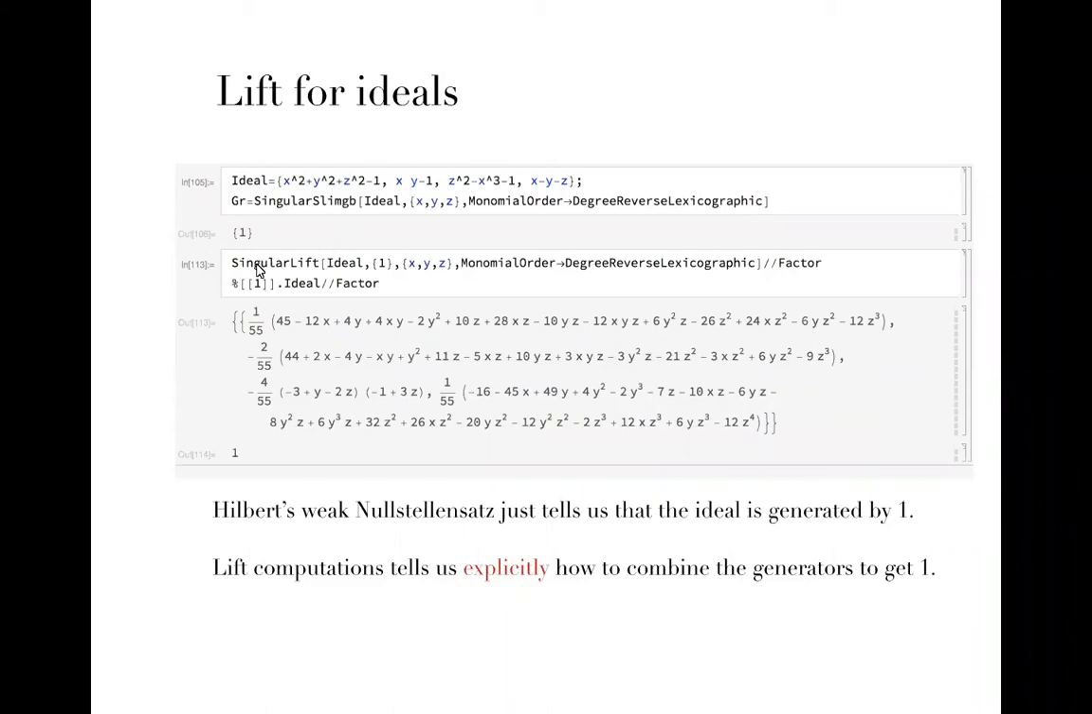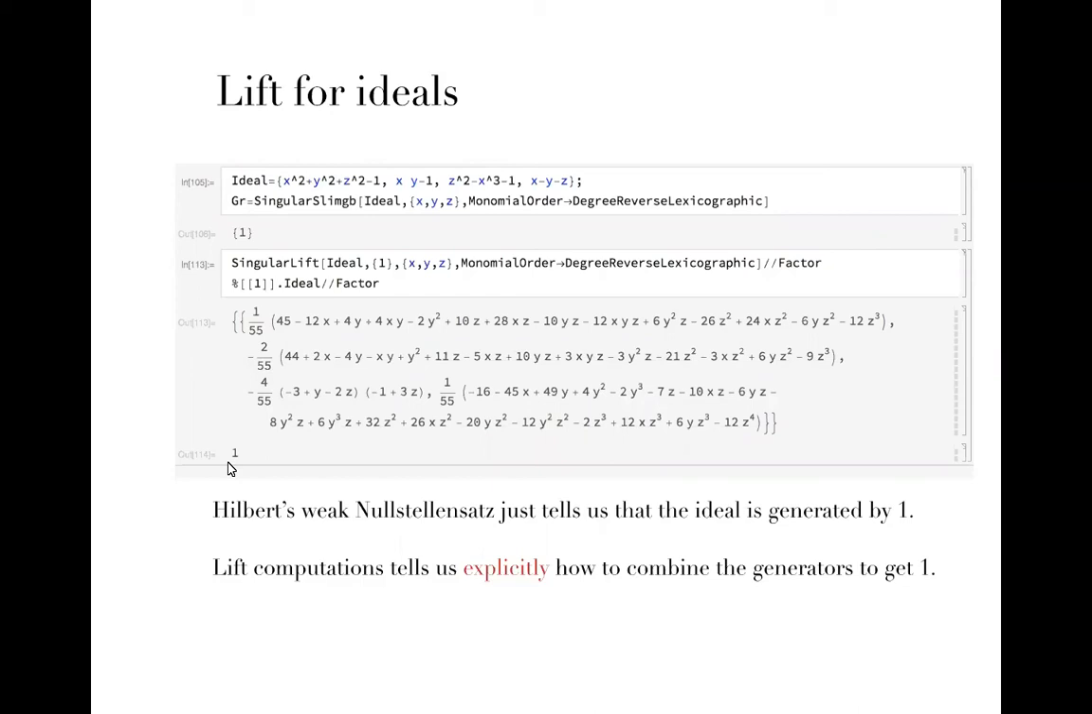So here you can use Singular lift. This lift command here, you put this ideal, you put this one, and then you want to lift this one as some kind of linear combination in this ideal. This one can be easily done, less than 1 second, get this kind of results. These four vectors, they are the cofactors. So if you take this kind of inner product of these four vectors with the ideal, you magically get one.